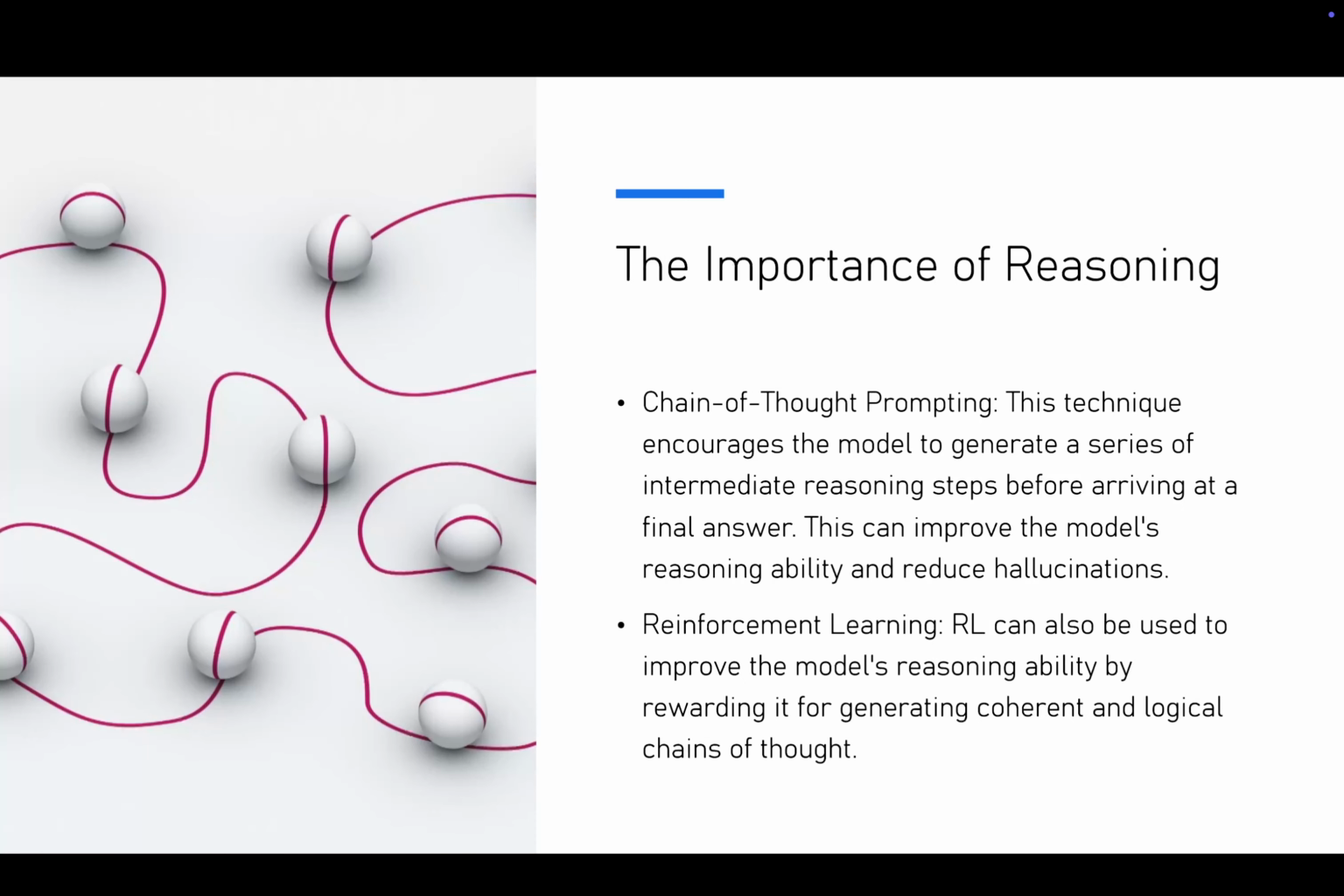Now, the importance of reasoning. There are a couple ways to implement reasoning. Number one is chain of thought prompting. This basically encourages the model to generate a series of intermediate reasoning steps before arriving at a final answer. This can obviously improve the model's reasoning ability and reduce hallucinations. And of course, reinforcement learning can be used to improve the model's reasoning ability by rewarding it for generating coherent and logical chains of thought. And this is what we see with DeepSeek and why they were so good at it.